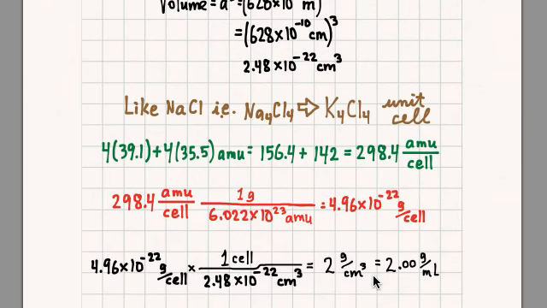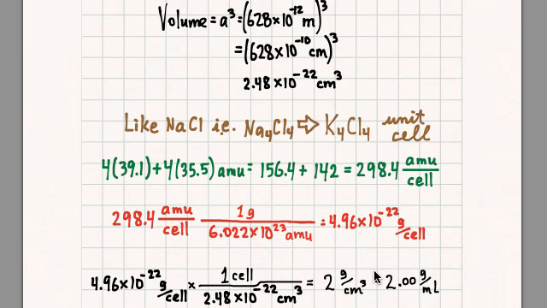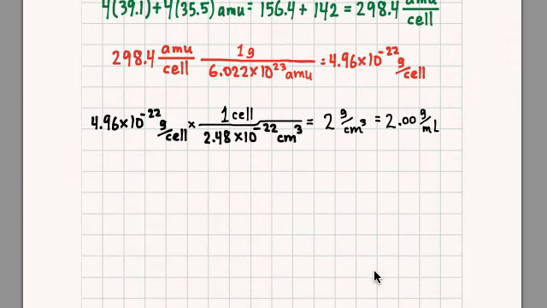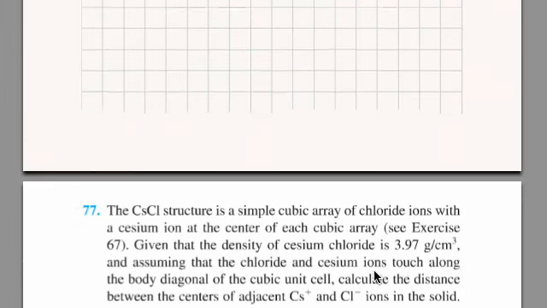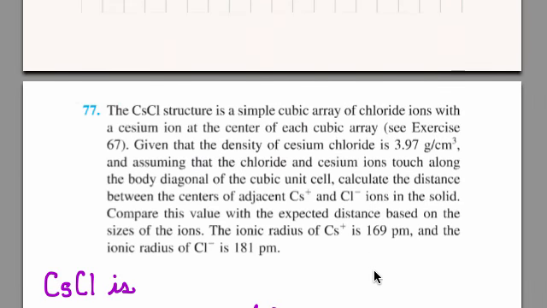And then, this is the cute thing. I took the 4.96 times 10 to the negative 22 grams per cell and combined it with the volume for the cell, and the cells canceled in a sense, and I end up with grams per volume, and that's known as density. So potassium chloride has a density of about 2 grams per milliliter. Interesting.